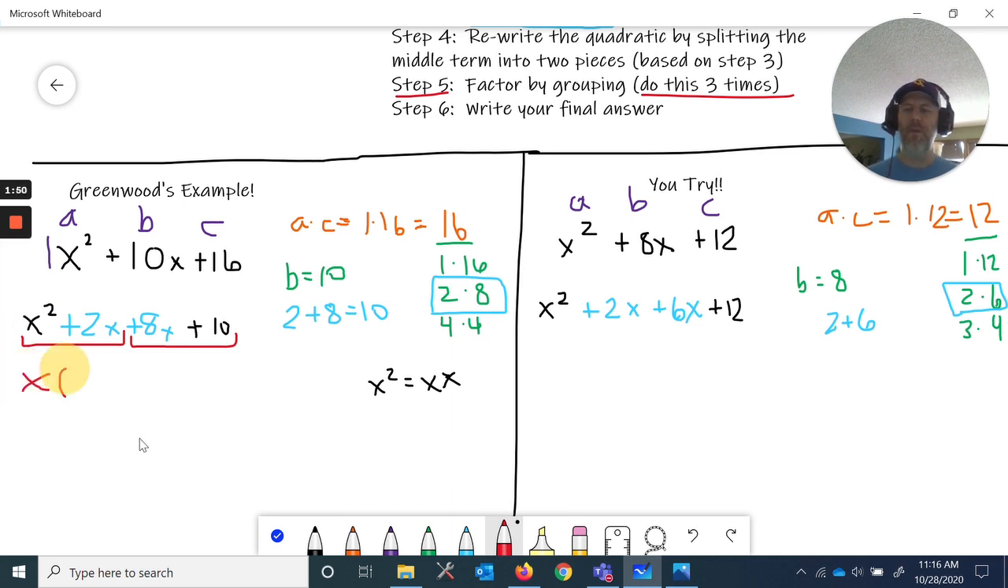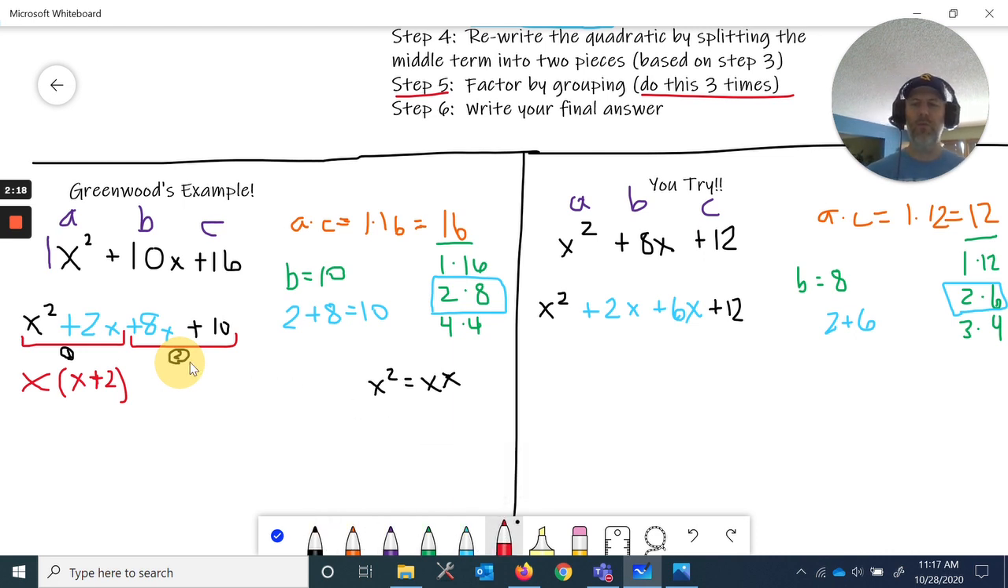Okay. So when I factor out an x, x times x is x squared, and x times 2 is 2x. Okay, so there's the first part. Now that's factor by grouping 1. Now let's look at factor by grouping 2. I'm going to put a little 1 there, so I did that first. I'm going to do this second.